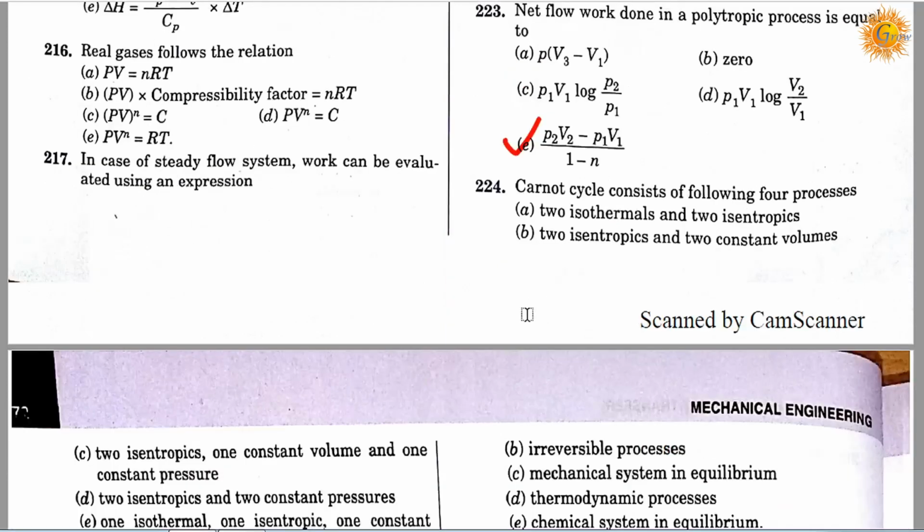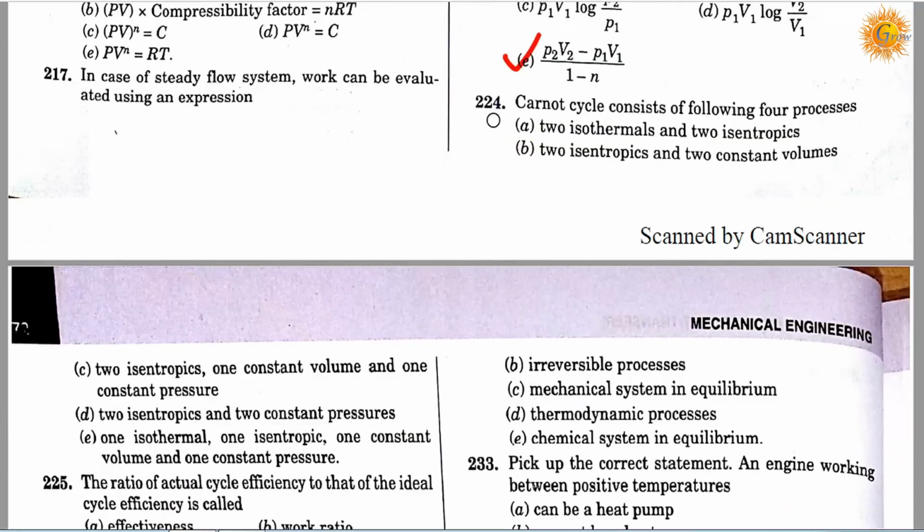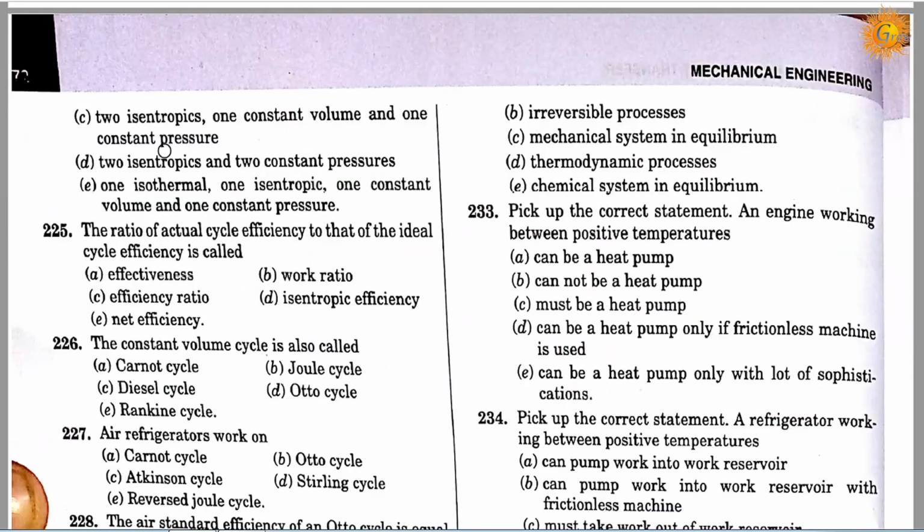Question number 224. Carnot cycle consists of following four processes. Option A, two isothermal and two isentropic. Option B, two isentropic and two constant volumes. Option C, two isentropic, one constant volume and one constant pressure. Option D, two isentropics and two constant pressure. Option E, one isothermal, one isentropic, one constant volume and one constant pressure.